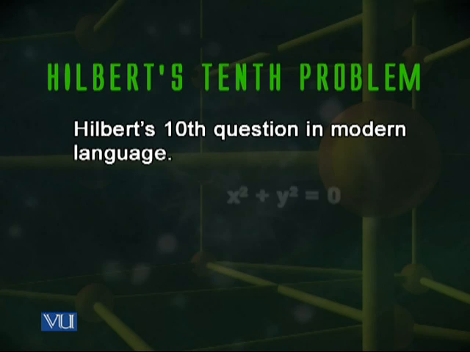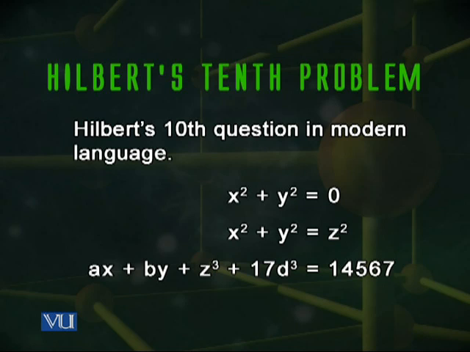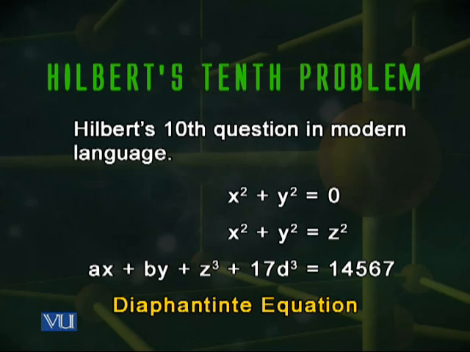Let's look at a polynomial in many variables. For example, we have the polynomial x squared plus y squared is equal to 0. Then we have the polynomial x squared plus y squared is equal to z squared. And then the polynomial given below is a different one: ax plus by plus z cubed plus 17d squared is equal to 14567. These equations are called Diophantine equations. What is important about them is that all the numbers that you see are integers, there are no fractions involved. So we will call them Diophantine equations.